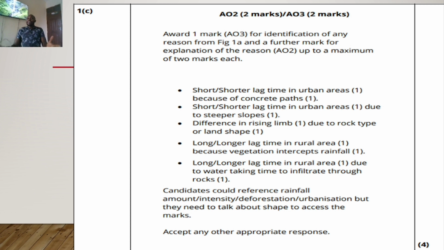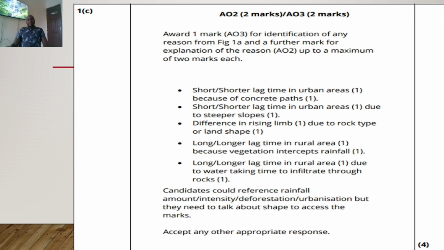These are some of the things that can cause the lag time to be shorter. Things like steep slopes, because water will be flowing very fast to the river, and that will reduce the lag time, the delay between peak rainfall and peak discharge. Understood? So when we have that kind of thing, then that is a short lag time. That is the difference, and the reason is the steep slopes, because you are told to explain the difference. You give a reason for the difference of these two storm hydrographs, and then talk about the difference in rising limb.